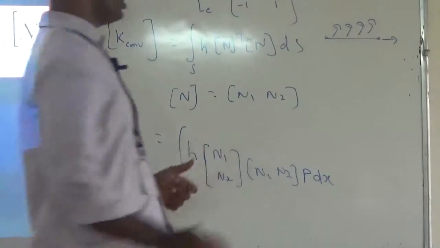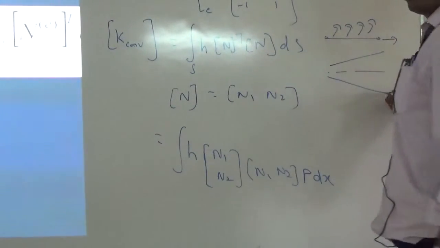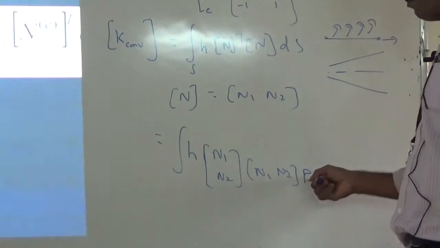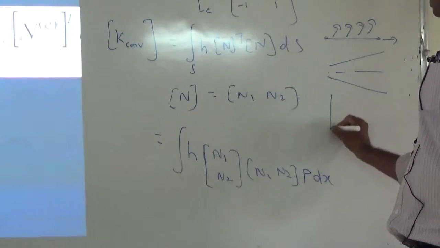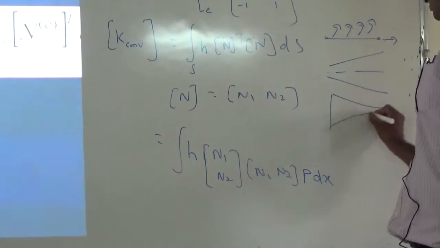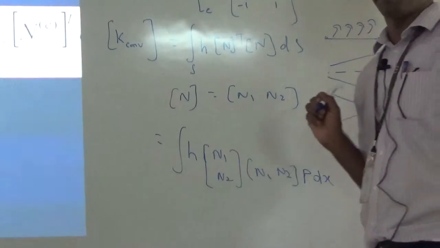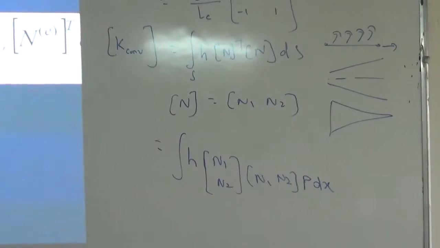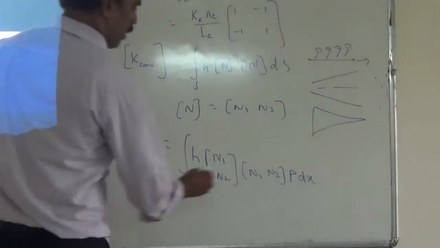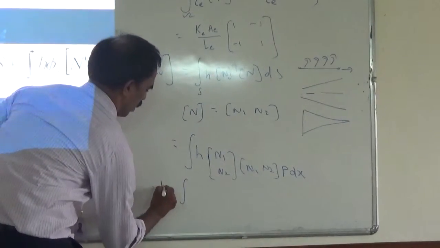Suppose it's a taper rod. Let's take a taper pin. These are special cases. For the taper pin, P is no more constant, P will be a function of x. It is also possible that we can have an exponentially varying cross section. You use the corresponding function for P, right? But for our case, the perimeter is constant. Now I can take HP outside.